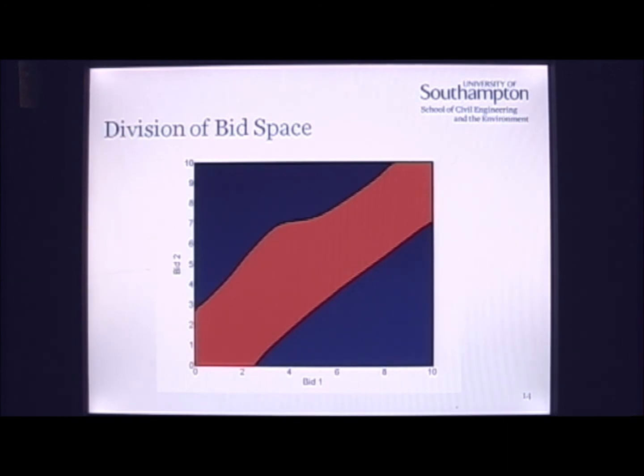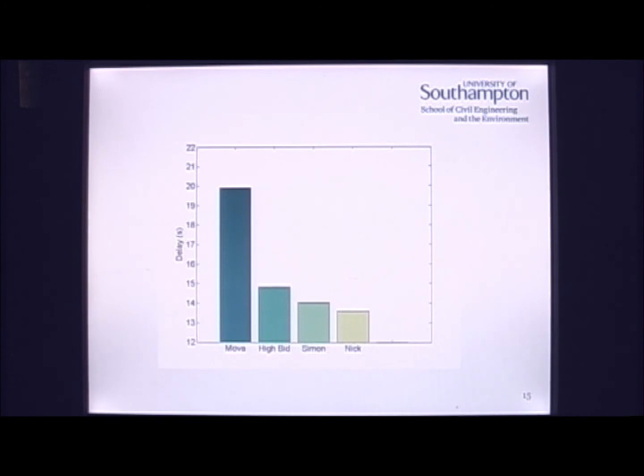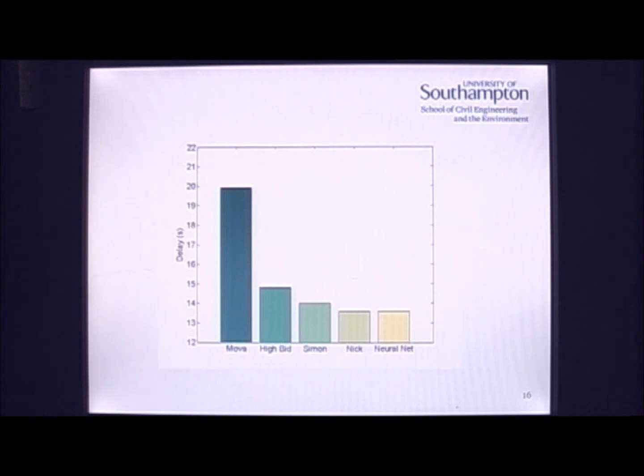Okay, so when we take this and we apply it, we get Nick to play the game, we train our neural network, and then we use our neural network to control the junction, and we can match Nick's performance. Okay, so it works. But this is quite a simple case. We're just looking at a simple isolated T-junction. We've got a constant level of demand. It's quite an easy problem.